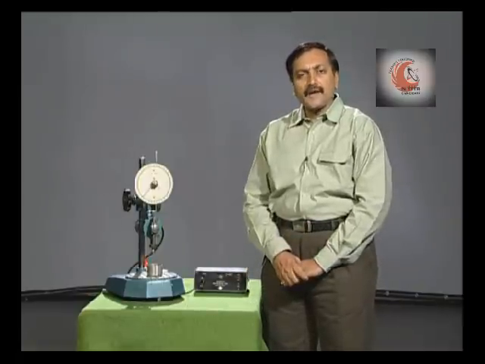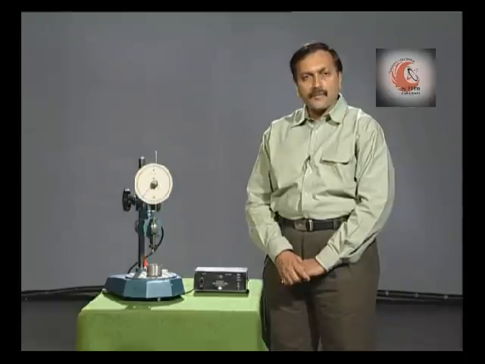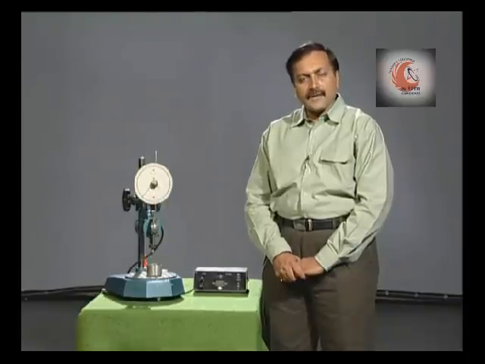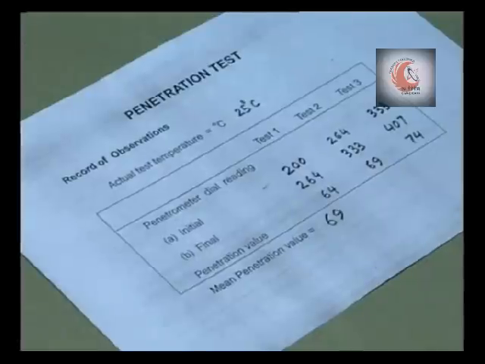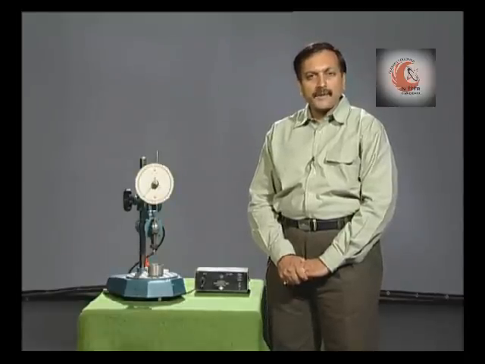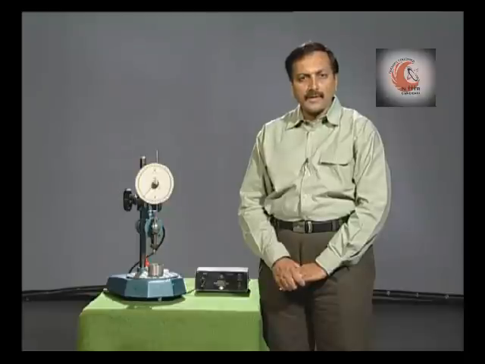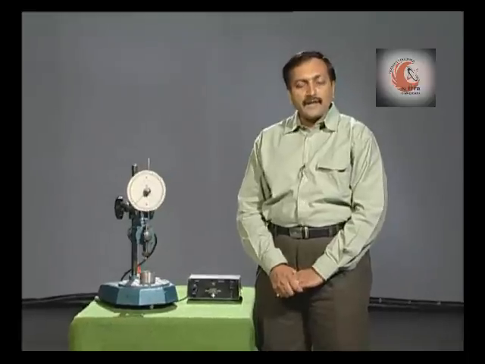IS 73 has specified different penetration values for different grades. Now, we can compare the specified values corresponding to the grade that we have tested. In this case we have used S-65 grade and the penetration value observed is 69, that is well within the limits specified by the Indian Standard Code. So, we can conclude that this specimen satisfies the criteria of penetration and is good for construction.